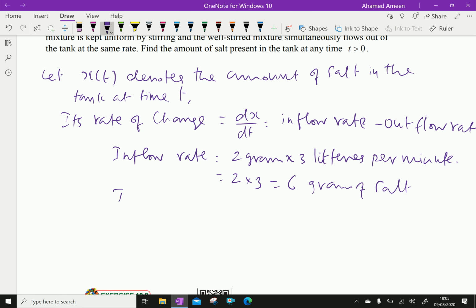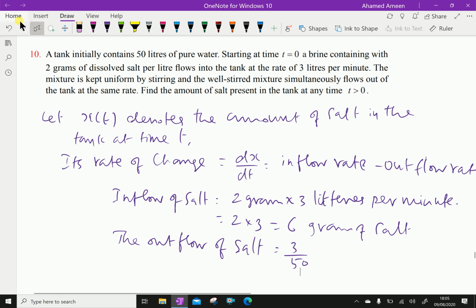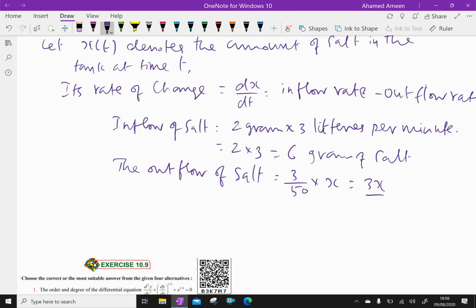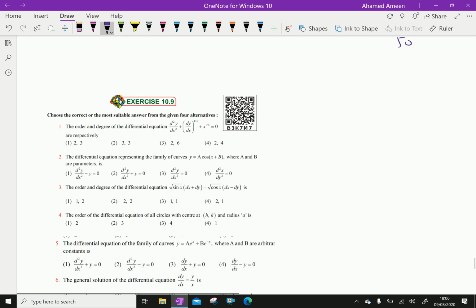Therefore, the outflow of salt is 3 by 50 times x, because there are 50 liters of pure water, that is 3x by 50. Now let us have more space.